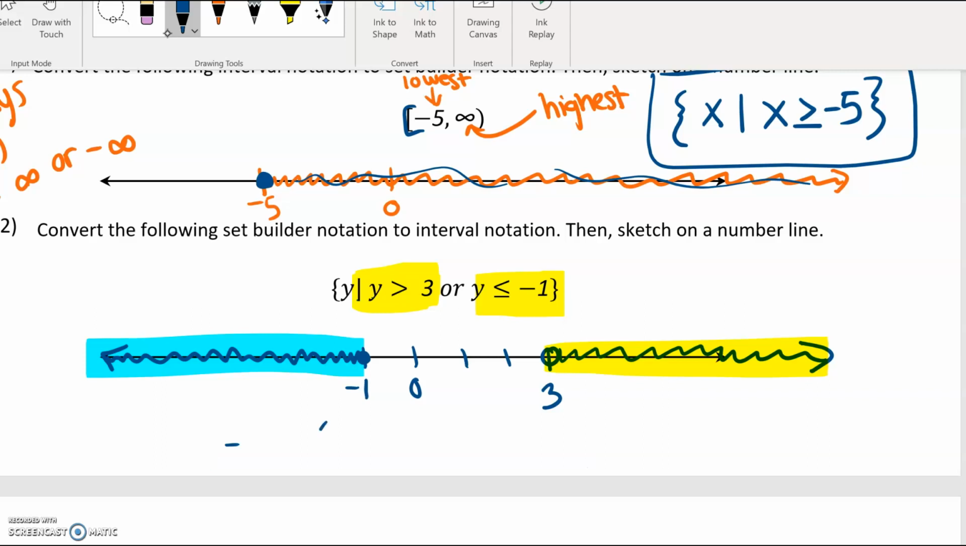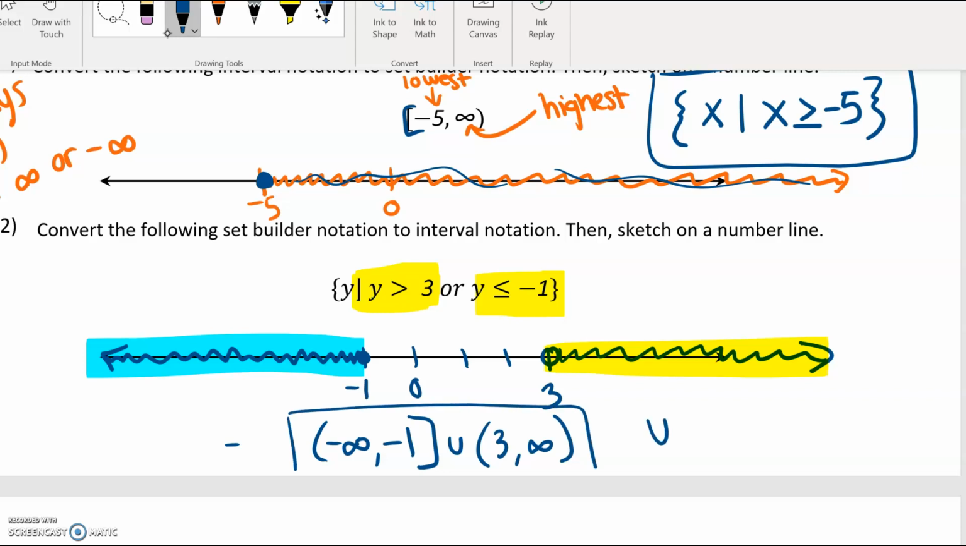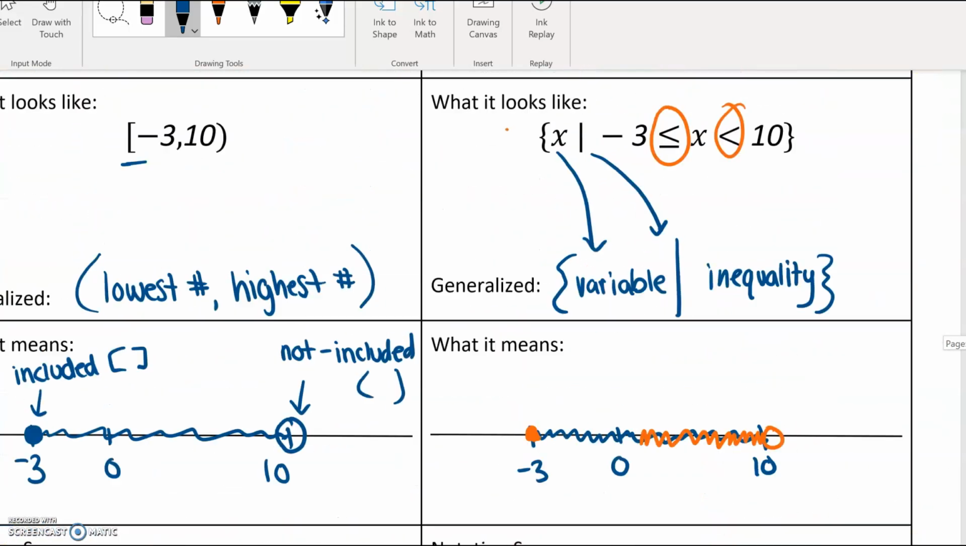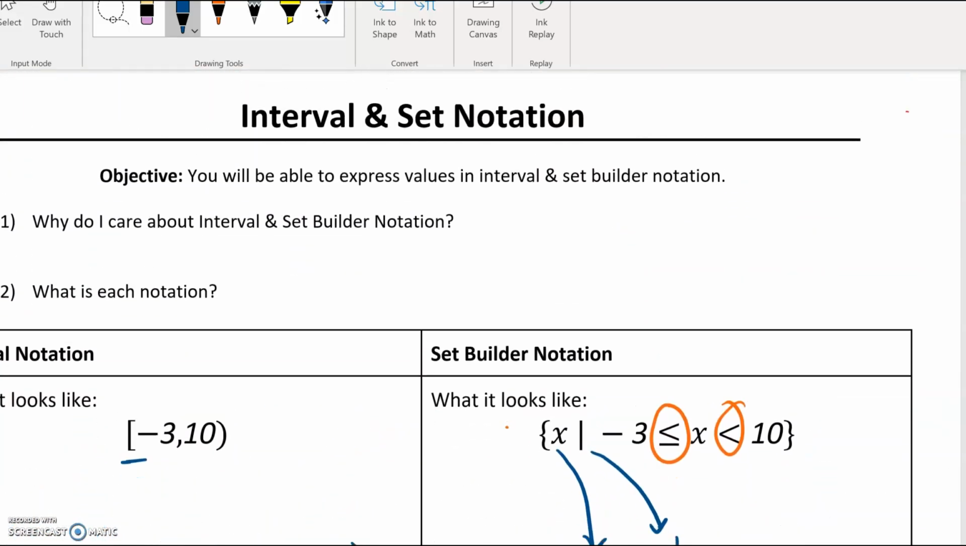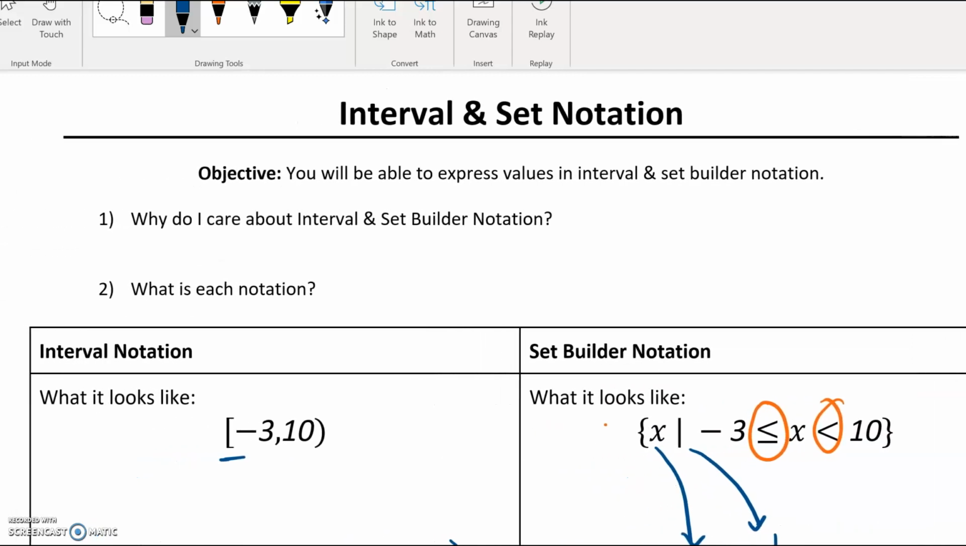Okay, you'll see it written as negative infinity to -1, just like I had, and 3 to infinity, again, just like I had, but with a U in between. And that U is actually U for union. So like you're uniting the 2 intervals. So that's how you'd convert between interval and set notation. That is what interval and set notation is. We will use this to talk more about functions, specifically domain and range. If you have any questions, please let me know. Otherwise, look forward to practicing.